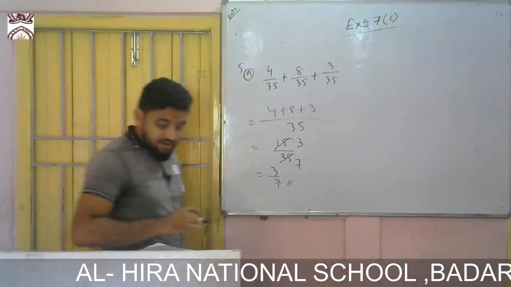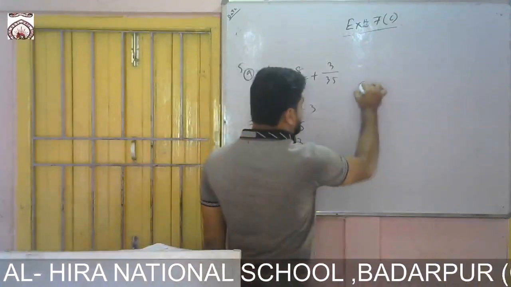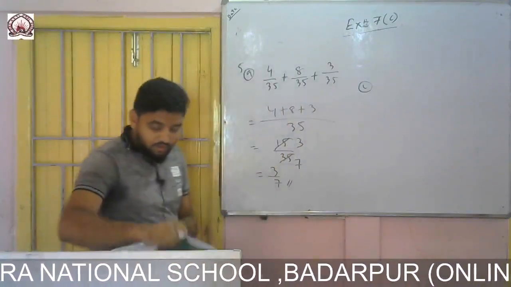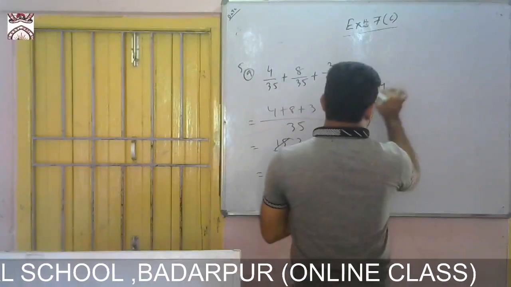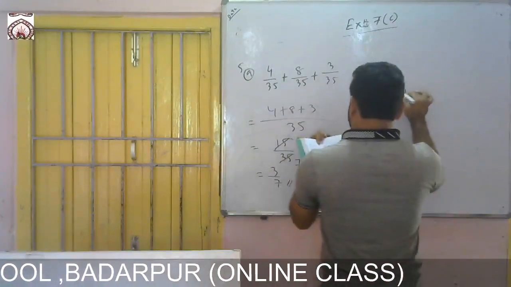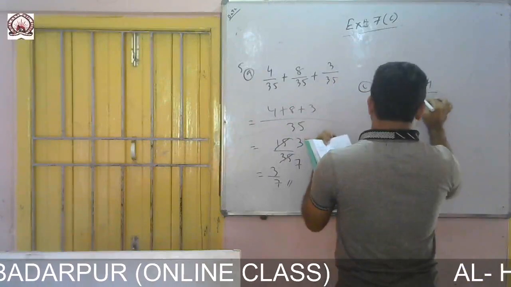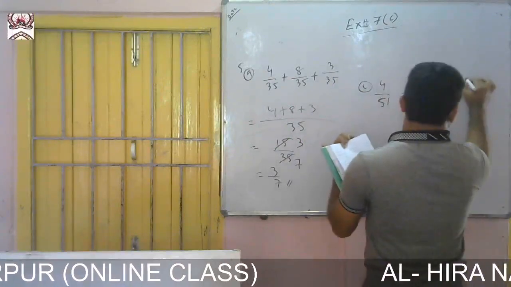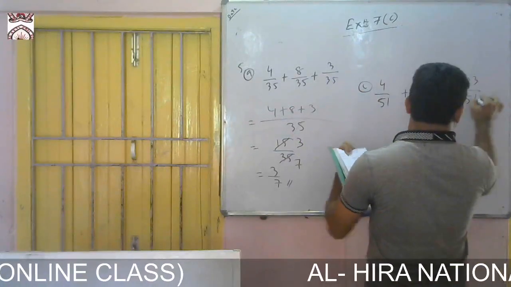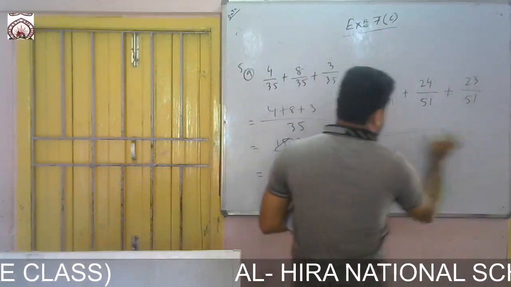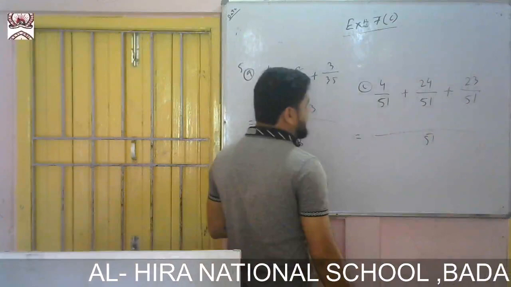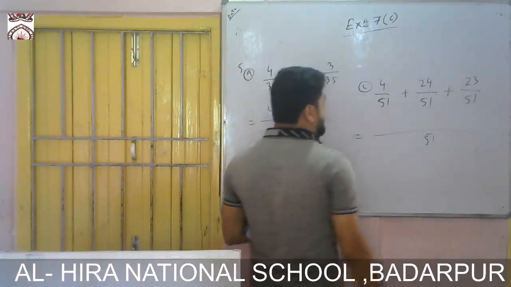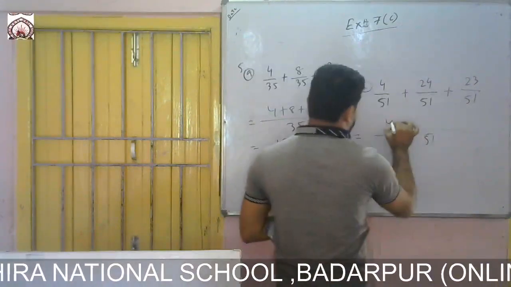Now come to question number C. 4 by 51 plus 24 by 51 plus 23 by 51. All the denominators are the same, so I shall take 51 as the LCM. Since all the denominators are the same, I can add all the numerators.